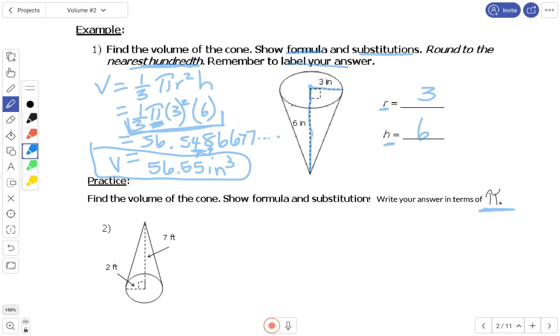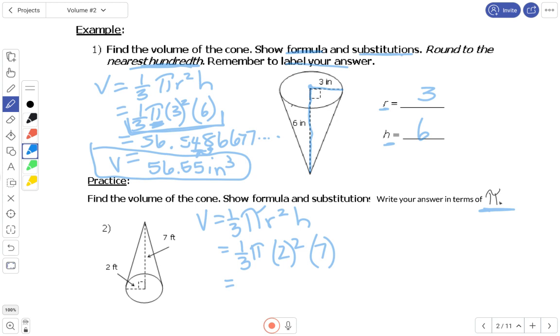All right, so let's go through our steps. Step 1, write the formula. V equals 1/3 pi r squared h. Now I'm going to substitute in what I know. 1/3 pi 2 squared, because 2 is the radius, times the height. Now I'm going to put it in the calculator.